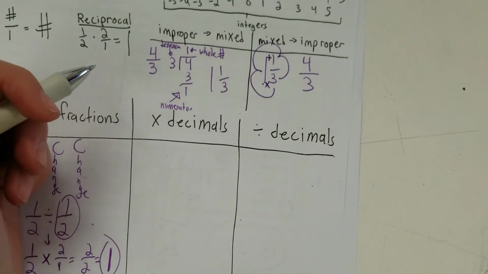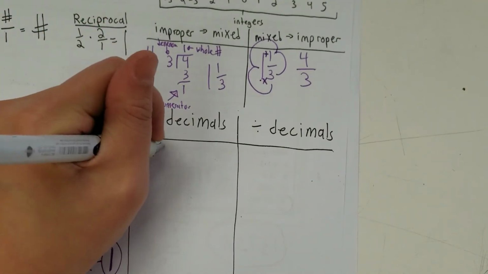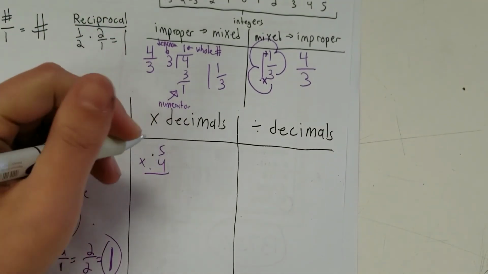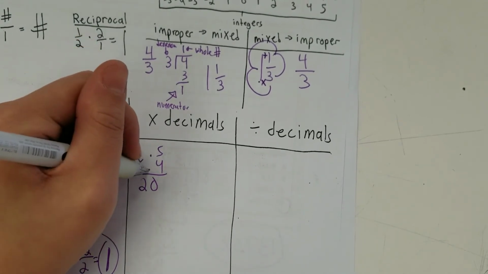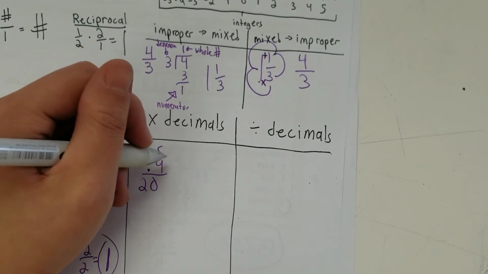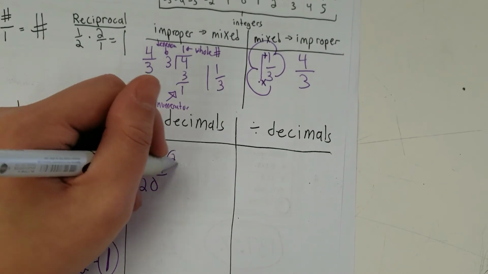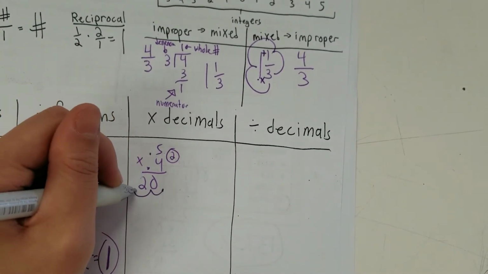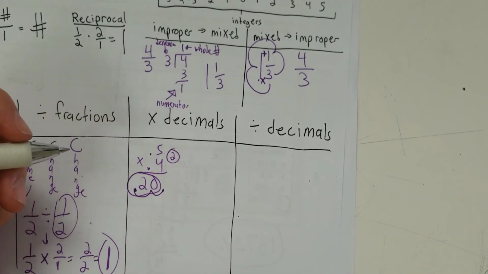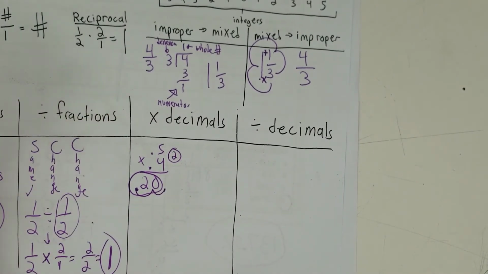When you multiply decimals, it's extremely similar to what you did last year. You basically just multiply like normal, but then you count how many numbers are behind the decimal point. In this case, we have 2, so I would move my invisible decimal 2 spots to get 2 tenths or 20 hundredths.